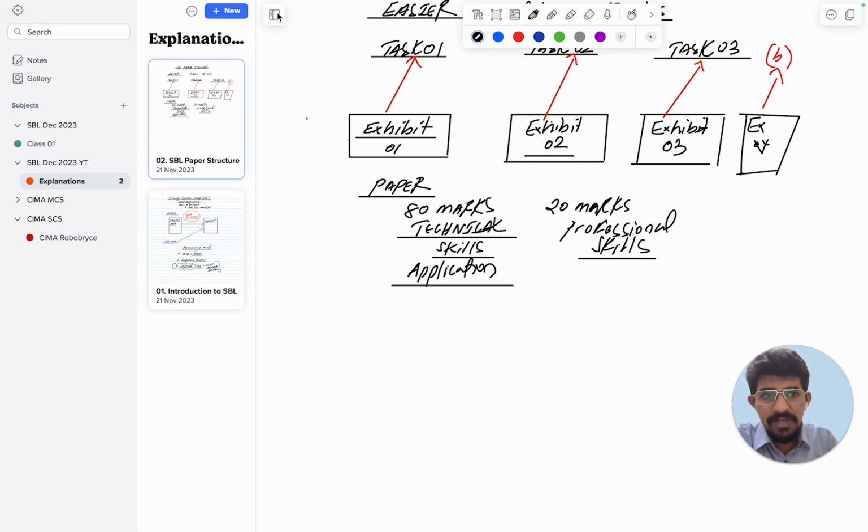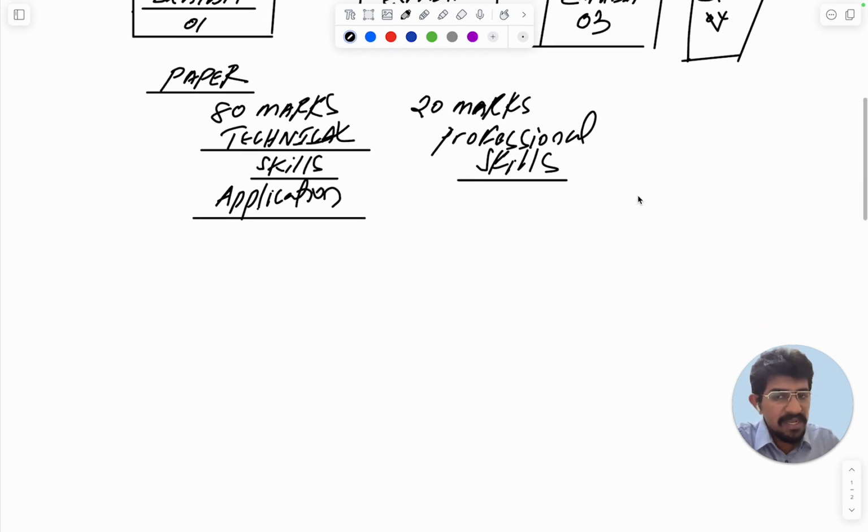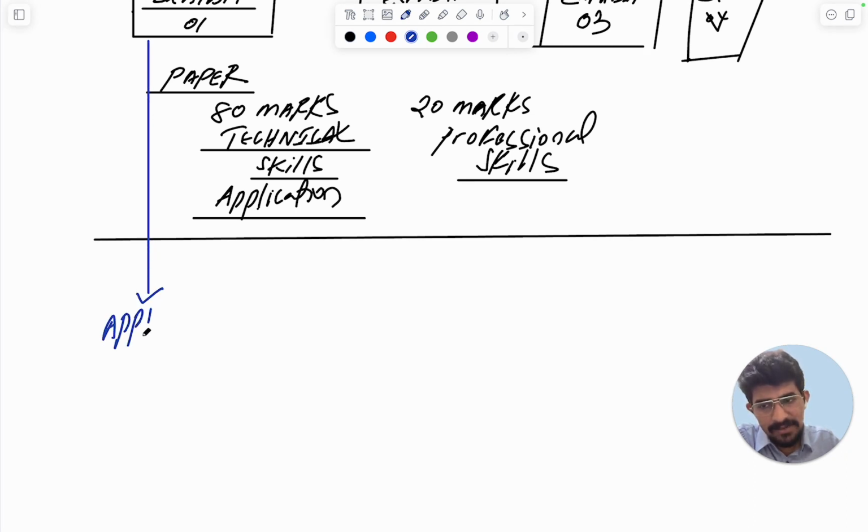So students, moving on to the detailed understanding in more technical aspect, after you are aware about this paper structure, again students, I am repeating the same thing. Whatever said and done, these are the predictable areas. For instance, students, task 1 will definitely have an exhibit which will have an appraisal.